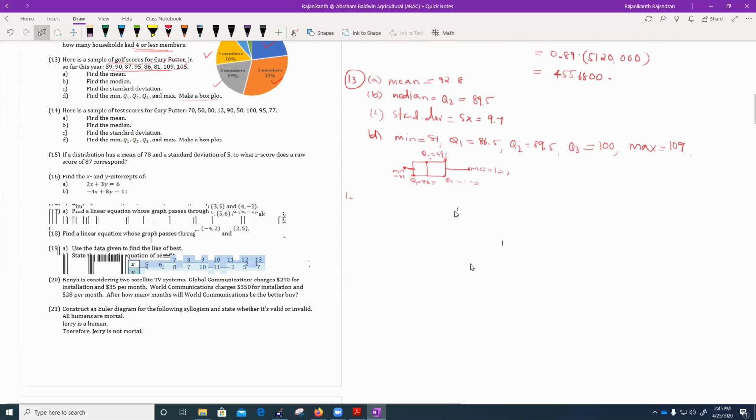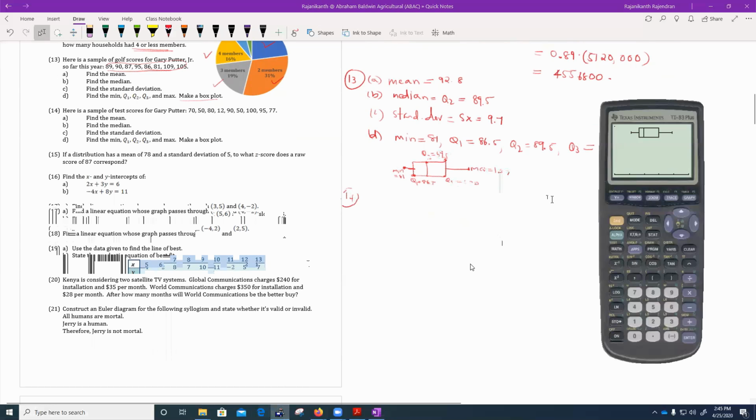Now for problem 14, it is a similar problem, so let me do that also. You have to enter these data values into your calculator. Go to stats, edit, enter. First clear these values, then let us enter these values for problem 14.